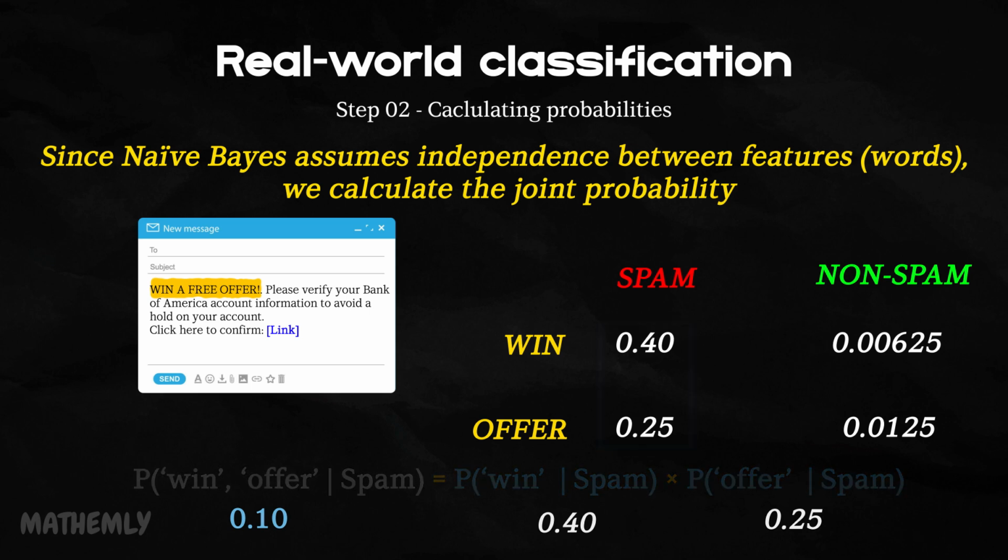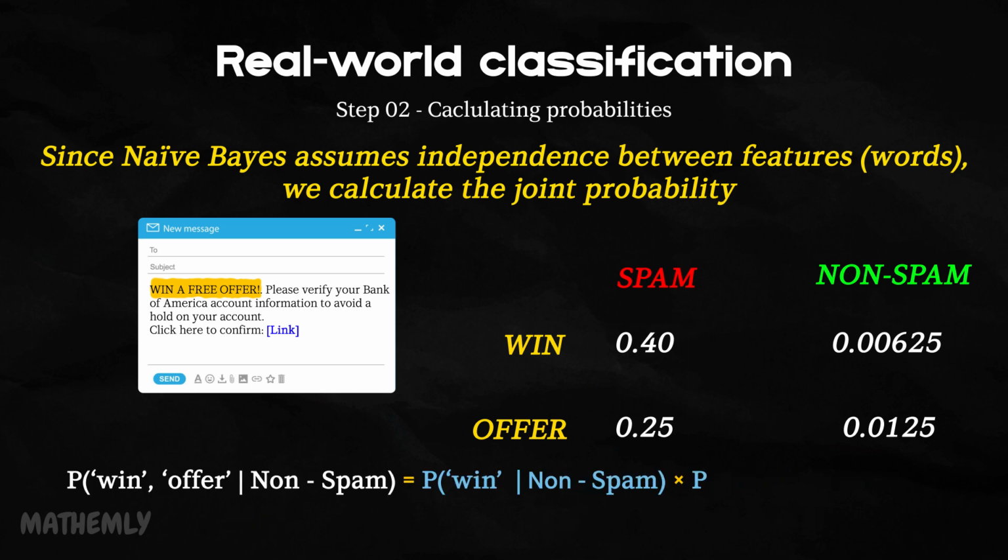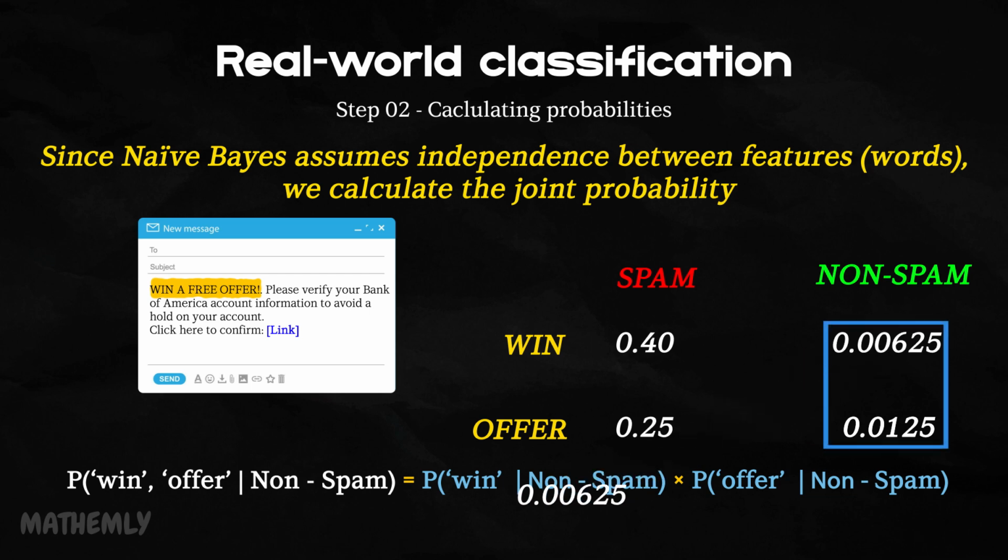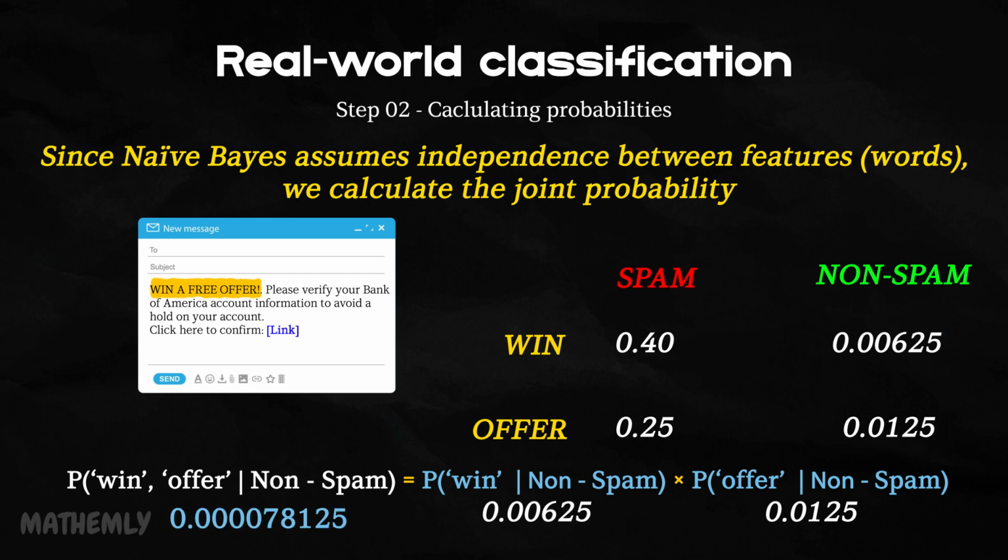The probability of the words "win" and "offer" appearing given the email is not spam is equal to the probability of the word "win" appearing given the email is not spam times the probability of the word "offer" appearing given the email is not spam. This gives us 0.00625 times 0.0125 equals 0.000078125.